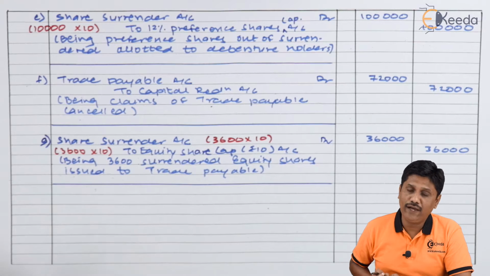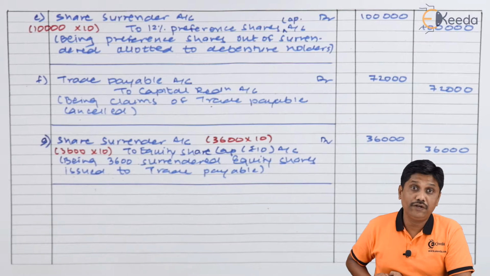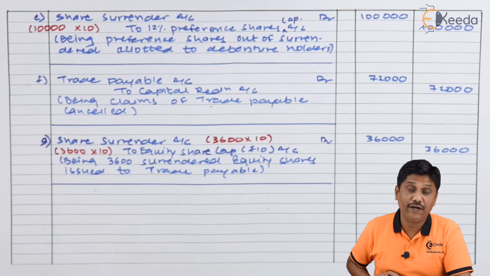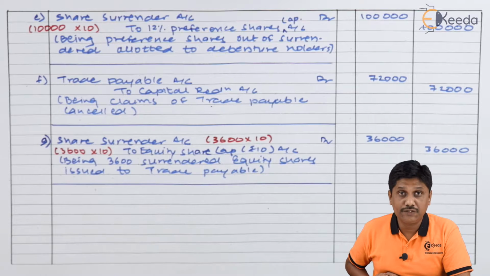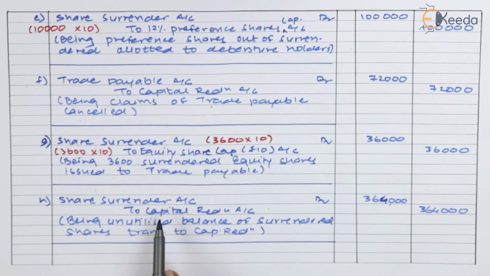What will be the amount? 5 lakhs minus 1 lakh minus 36,000. The amount is 3,64,000. Our entry will be share surrender account debit to capital reduction. Friends, you can notice our entry: share surrender account debit to capital reduction account, being unutilized balance of surrendered shares transferred to capital reduction. In this way, we have closed our share surrender account.